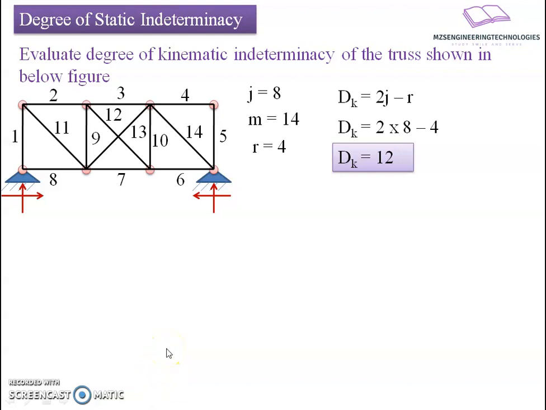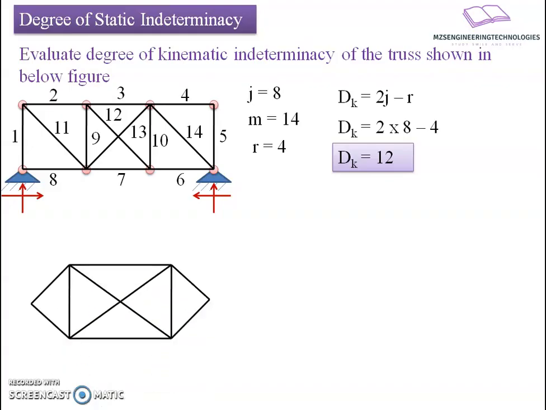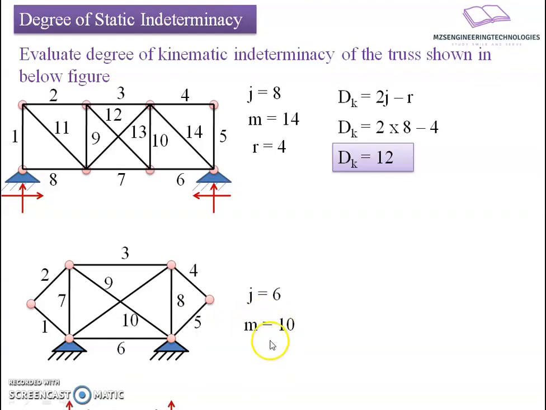Greetings. Let's continue with evaluation of degree of kinematic indeterminacy of the truss shown in the figure, which is supported by two end supports, hinge supports at the ends. Then we'll start with the count of number of joints. Number of joints are 6. Number of members count is 10, and number of end reactions are R.